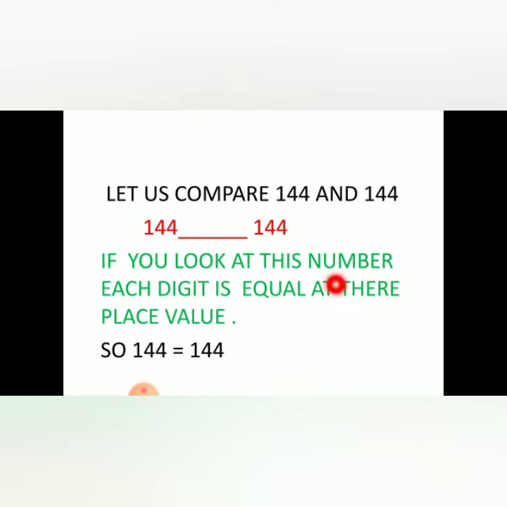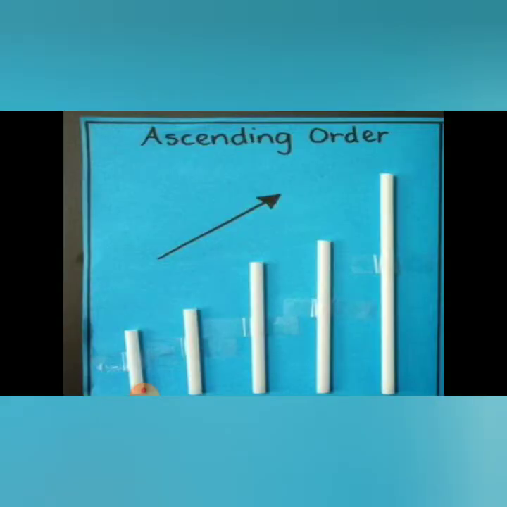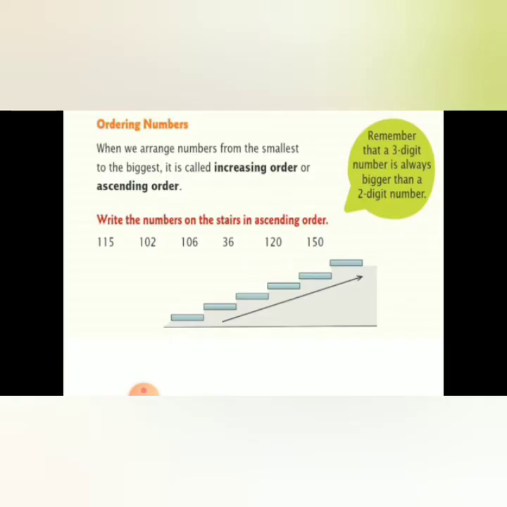Let's move to another topic, that is ordering numbers. Ordering numbers means ascending and descending order. First we will look at the ascending order. If you see here, we are moving from small to big, right? So when we arrange numbers from the smallest to the biggest number, it is called increasing order, or we can also say it as ascending order.